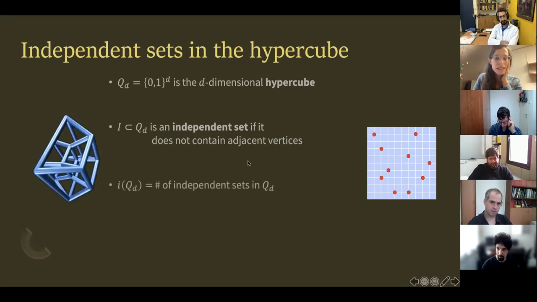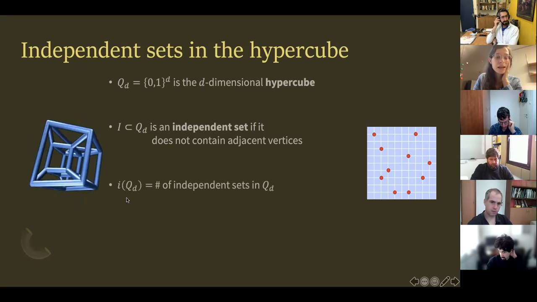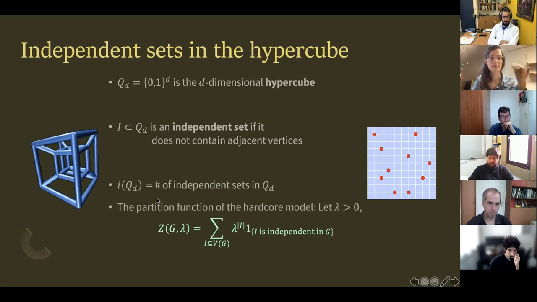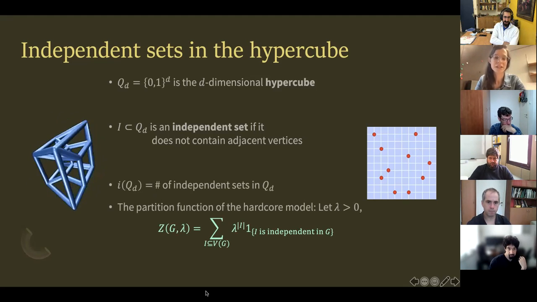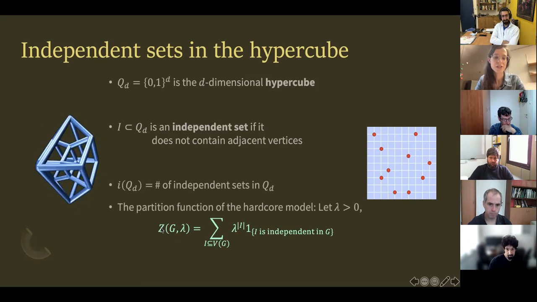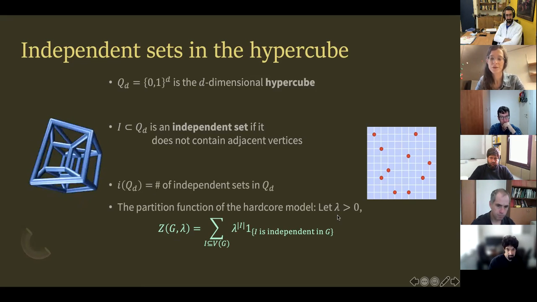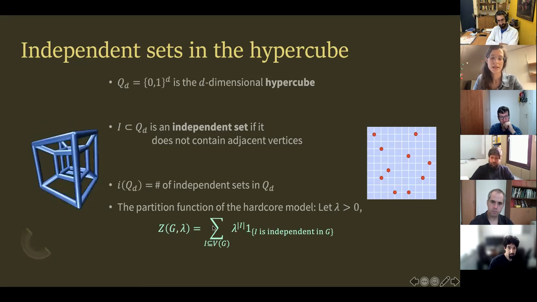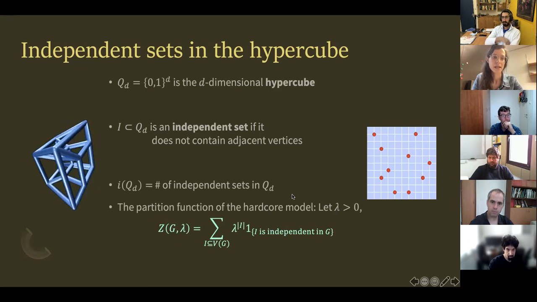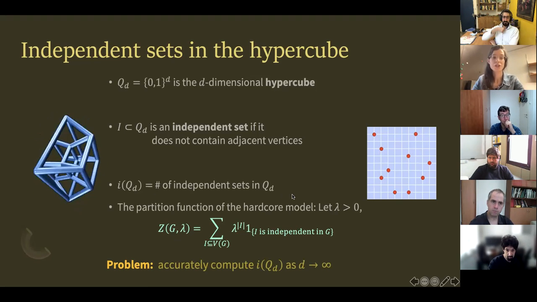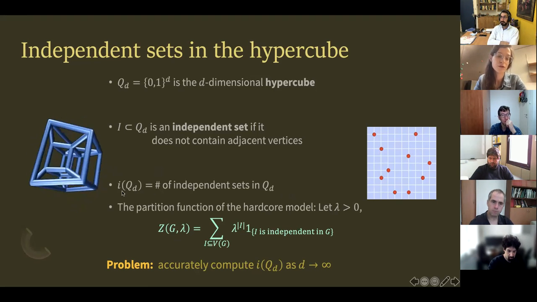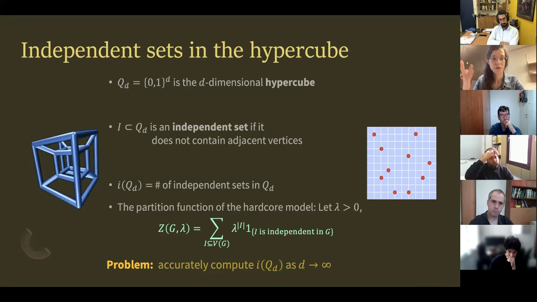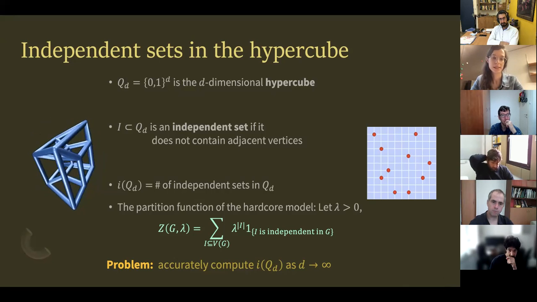Okay, so this is an independent set, and once again, I(Q_d) will be the total number of independent sets. And if we want to think about the partition function, let me just recall the definition. For general lambda, the partition function of the hardcore model is just this weighted counting. One question we can ask is about the value of the total number of independent sets. We want to compute it, and we want to think of d being large, so as d tending to infinity.